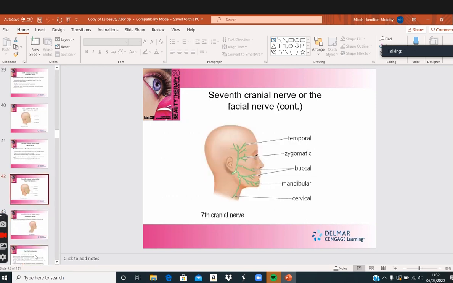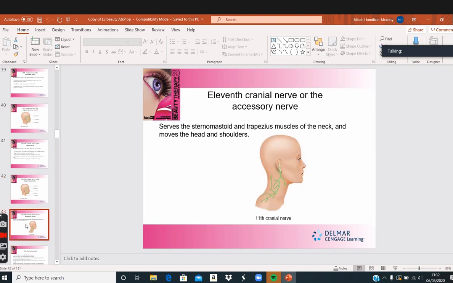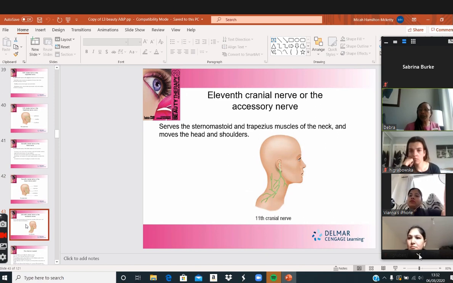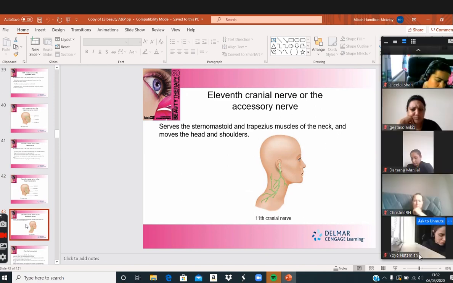Here they are. Again, you might have a picture like this, and you might have to say A is the temporal, B is the zygomatic, so they ask you to label them. What is A, what is B, what is C? So you need to know where they're actually positioned. Then you've got the 11th cranial nerve, or the accessory nerve. It serves the sternomastoid and trapezius muscles of the neck and moves the head and shoulders. So they're all in the neck here.